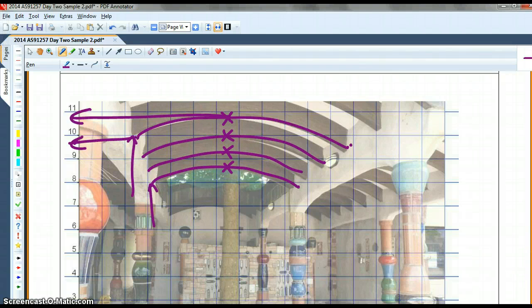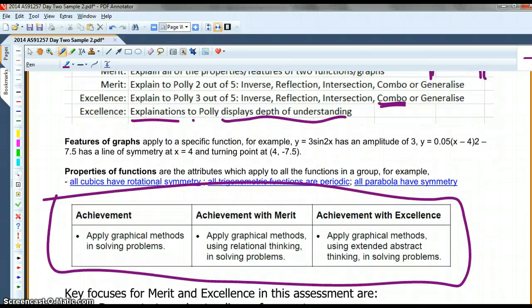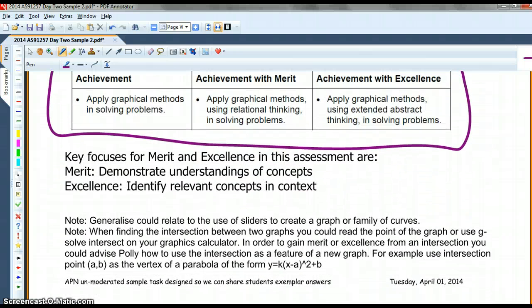So I don't know if I've confused you more than ever, but good luck, and there's a few extra notes there.